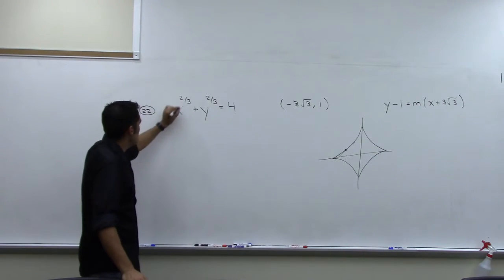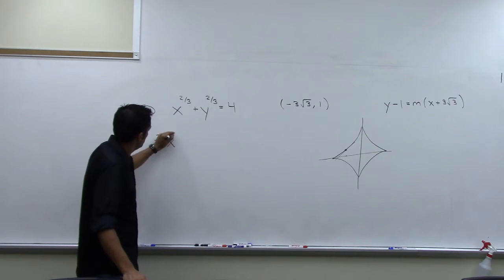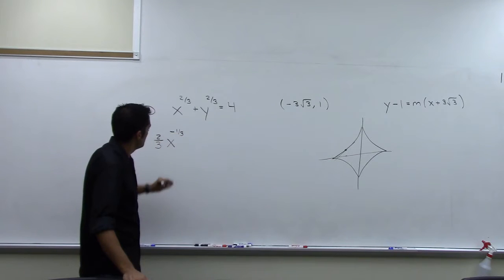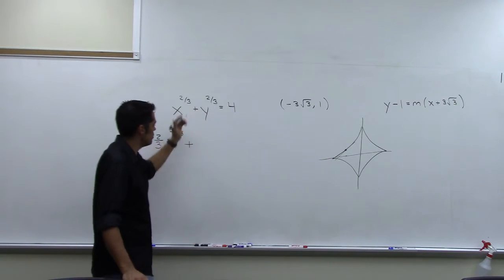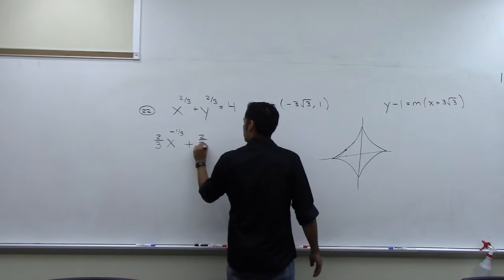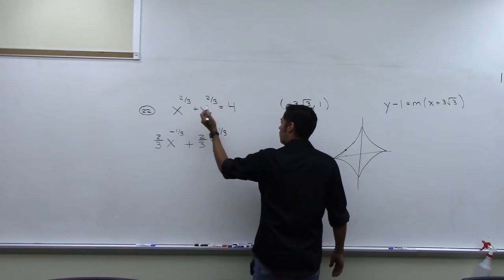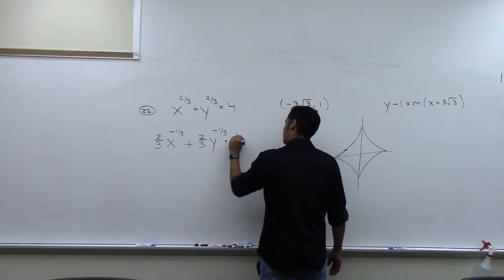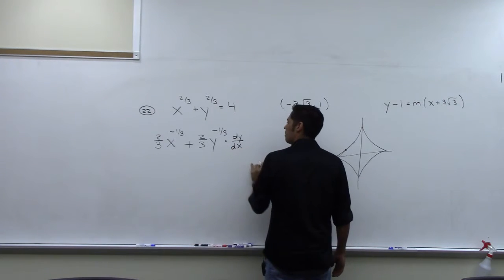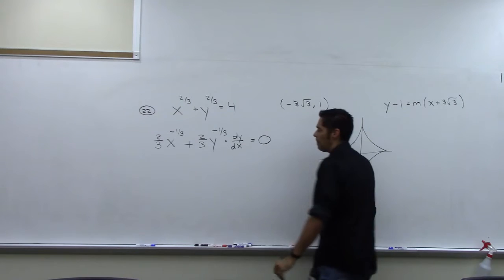All right, this has just x in it, so it's going to be 2/3 x to the negative 1/3 plus, now same thing, take the derivative of this, just use the power rule, 2/3 y to the negative 1/3, but because this is y and y is a function of x, we say chain rule, times the derivative of y, which is dy/dx, and then equals the derivative of 4, which is 0.